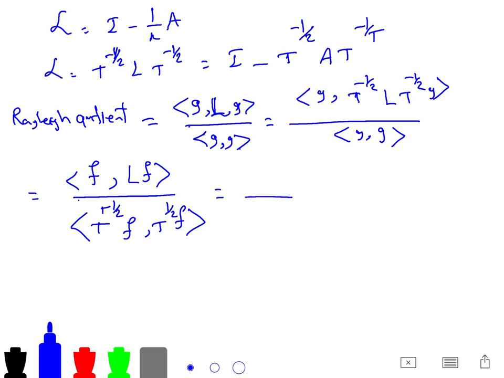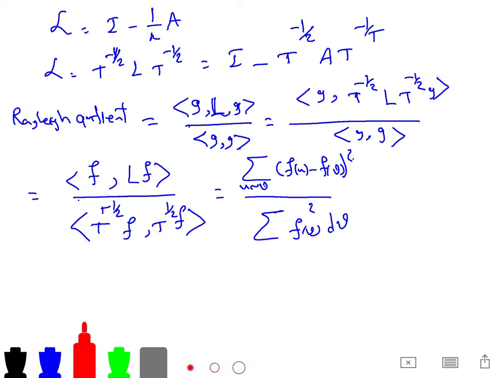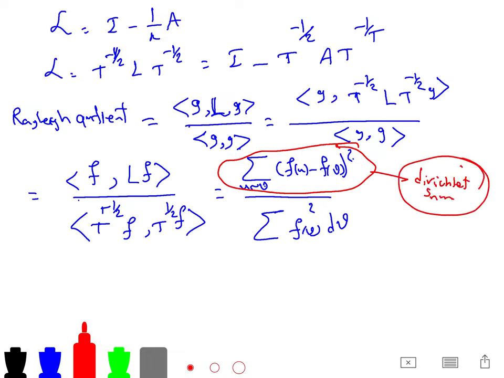And of course, you can write this as the sum of f of v squared d of v. And this denominator is called the Dirichlet sum. So it's just the sum of squares, over u as an edge with v. For historical purposes, it is the Dirichlet sum. And the inner product of the functions is just the sum of f of x, g of x, inner product in Rn, I mean.